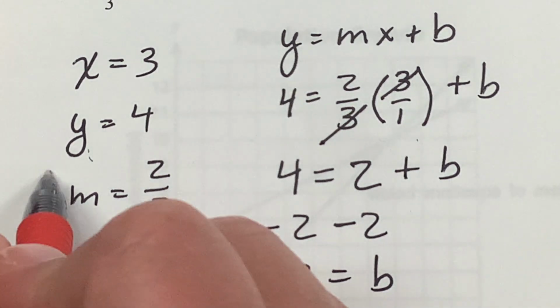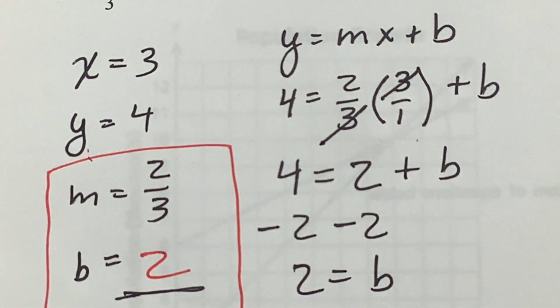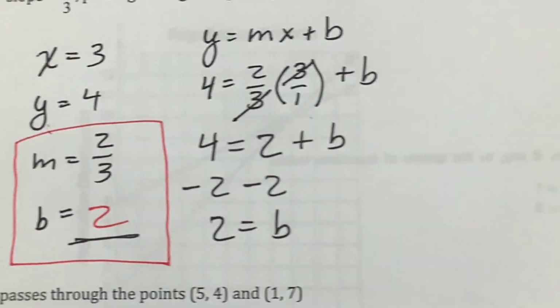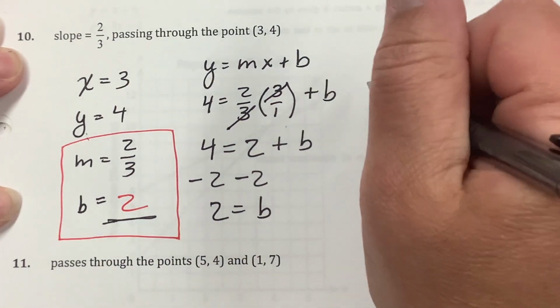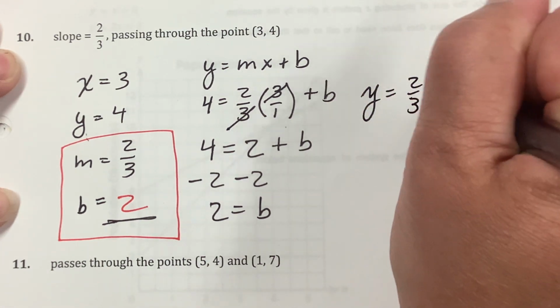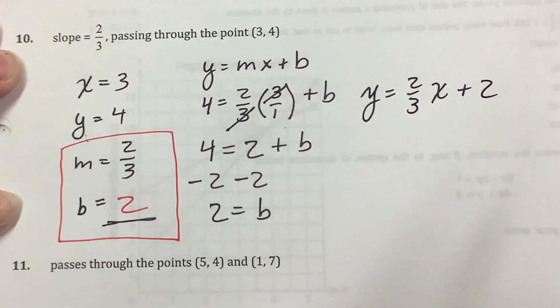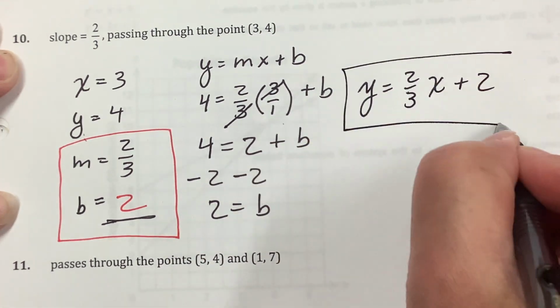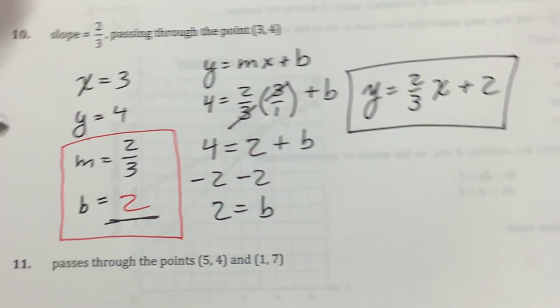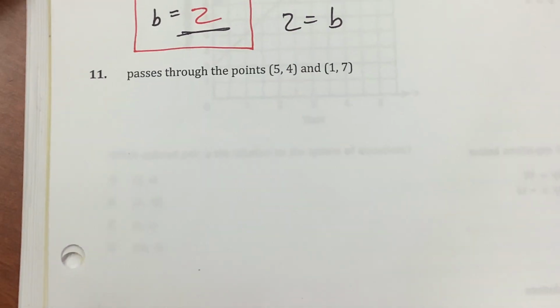And these two pieces of information, m is 2/3 and b is 2, go right back in the same equation, y equals mx plus b. So you end up with y equals 2/3 x plus 2. Not horrible. You've done a million of those. You just have to look at your past notes.